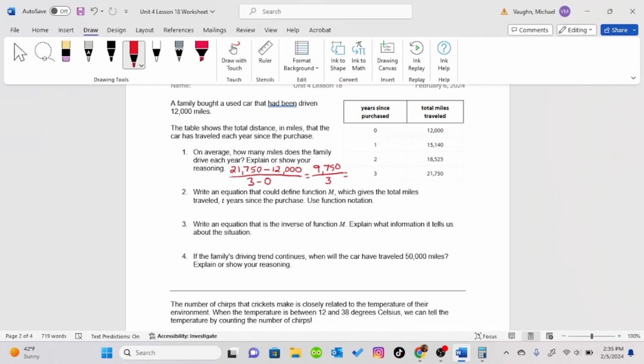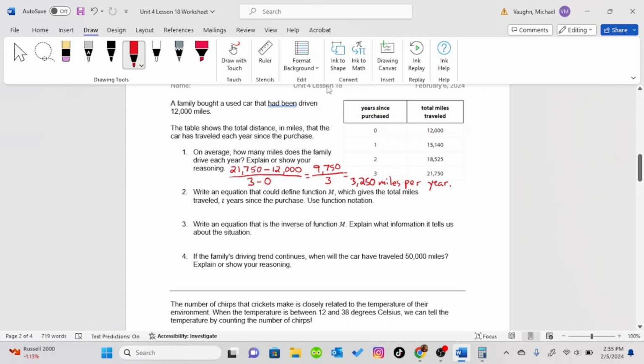And 9,750 divided by 3 would be 3,250 miles per year.